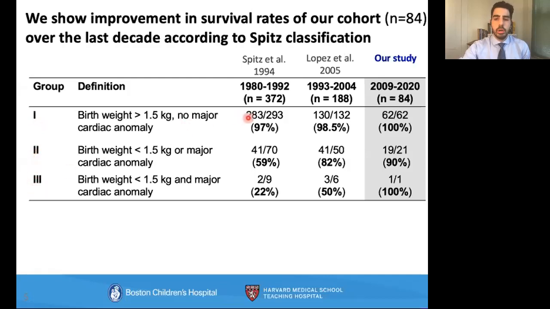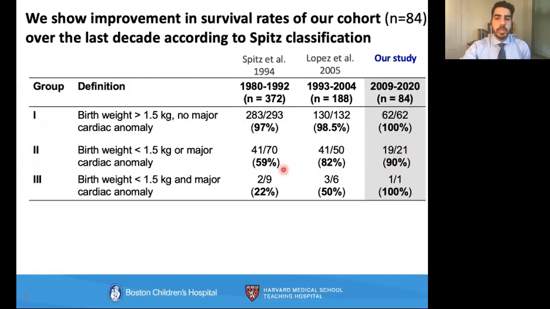Group 1, the low risk group, in 1994 showed high survival rates, a small increase in the following decade, and we report 100% survival in this cohort. Group 2, medium risk, showed moderate survival rates in 1994, a large increase in the following decade, and we report a 90% survival rate in this cohort. In fact, this is the only cohort that we showed any mortality in.